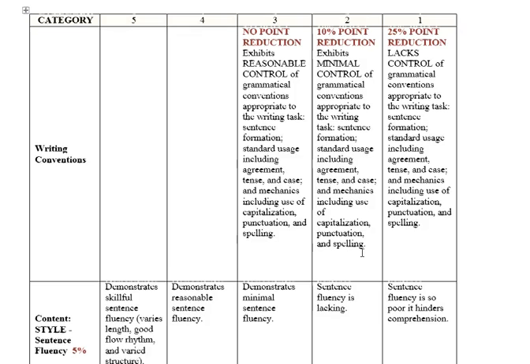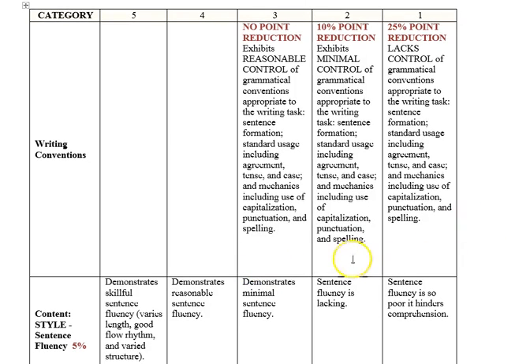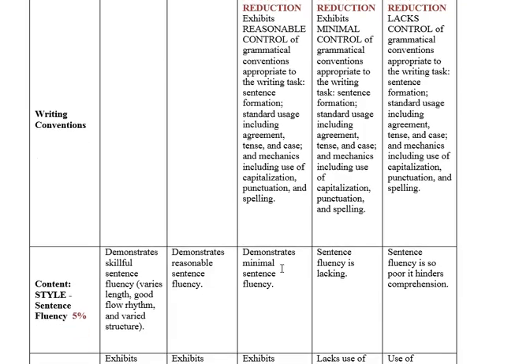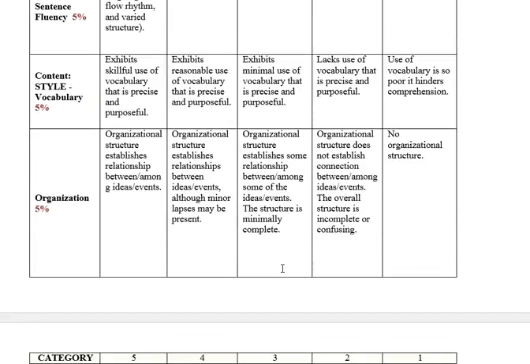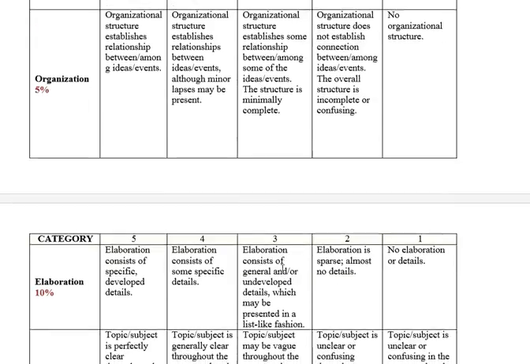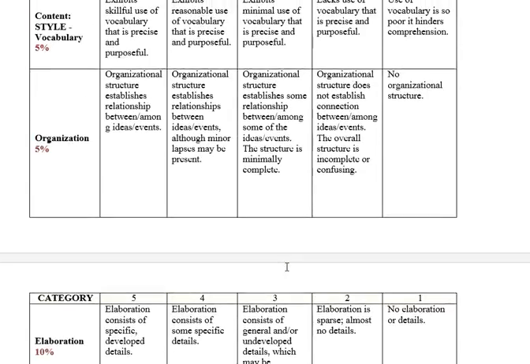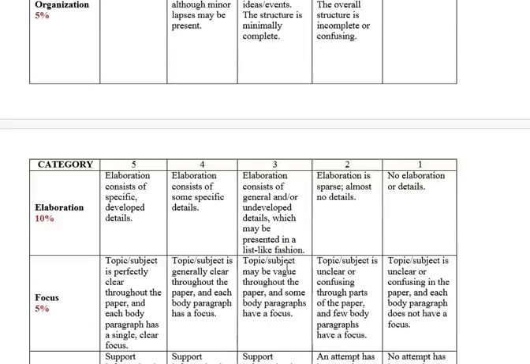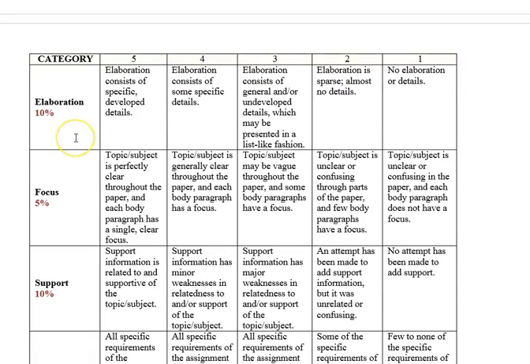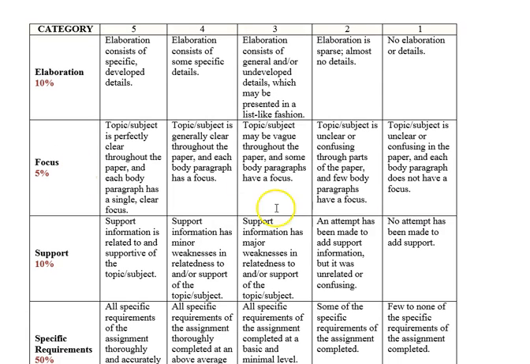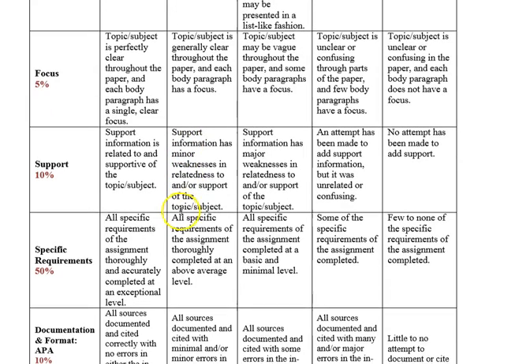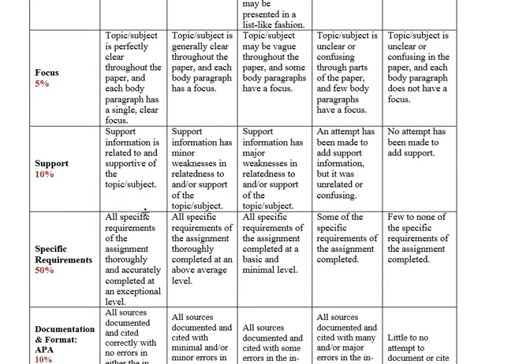Additionally, here is the actual writing rubric, the 100-200 level writing rubric. And so take a look at this. This is how you will actually be scored for your paper, the different percentages, the different parts of it. So if it's vocabulary, sentence fluency, organization. Elaboration means explanation. How have you explained everything thoroughly? That needs to be explained. Focus, keeping your paragraphs focused. Support. Are you supporting what it is you're saying?